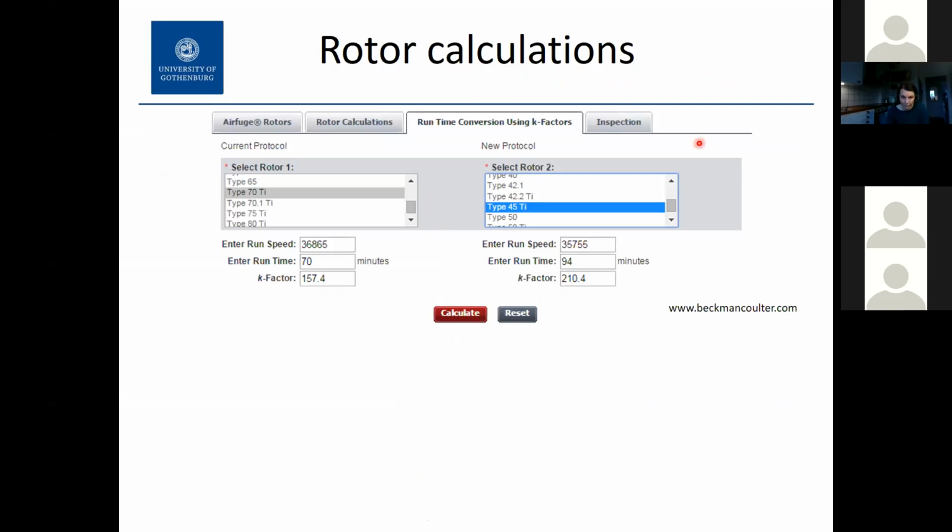And as I said, this is from Beckman-Coulter because we're using their ultracentrifuge. Here you can very easily say, I have a type 70 rotor. Now I want to change to a type 45 rotor. I want to run for this time on this speed. You press calculate, and then this calculation tells you, okay, 70 minutes with this rotor is like 94 minutes of this rotor.